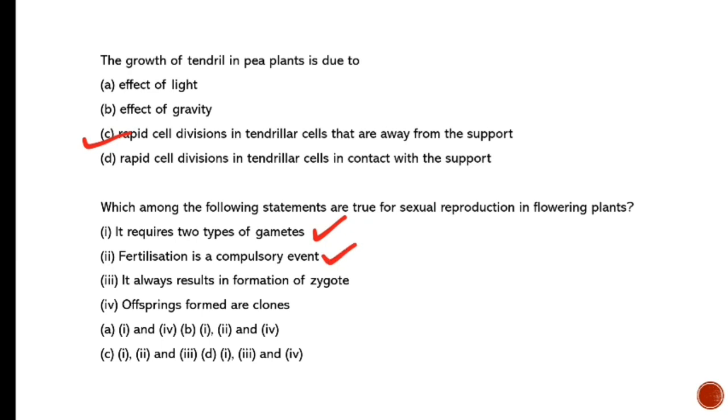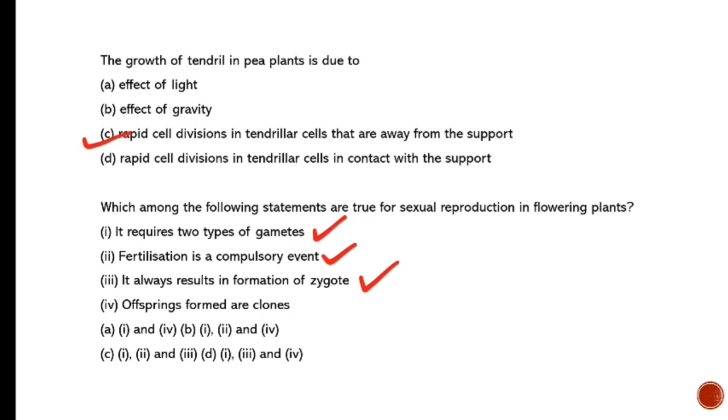It always results in formation of zygote. So whenever fertilization is taking place between those gametes, a zygote is formed. That is also a correct statement. Here, the fourth statement says, offsprings formed are clones. Now, just now I mentioned that in sexual reproduction in flowering plants, it can be with the help of self-pollination or cross-pollination. But if it is self-pollination, then only the offsprings formed are clones.